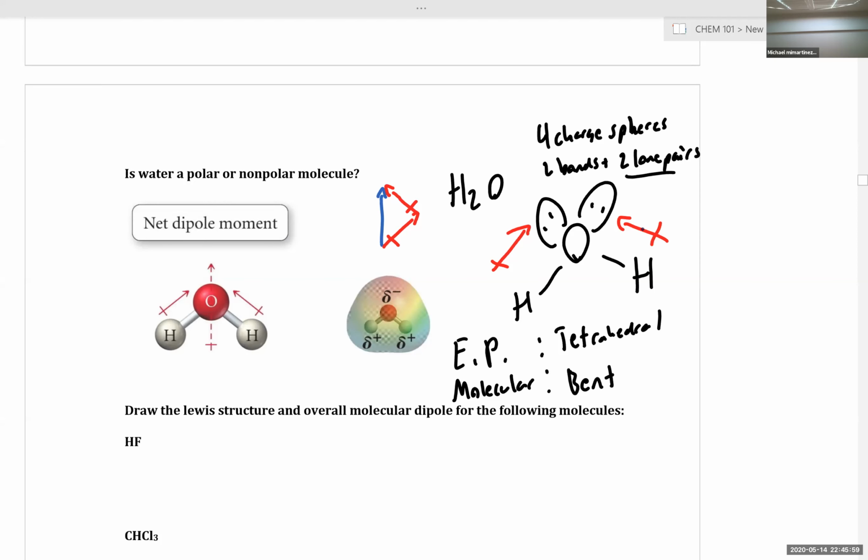So looking at these arrows, when we add them up, is it pointing in a net direction? Yes, it's pointing up. So our net dipole is pointing up. So we can conclude water is a polar molecule. It has a net dipole. Does that make sense to everyone so far?